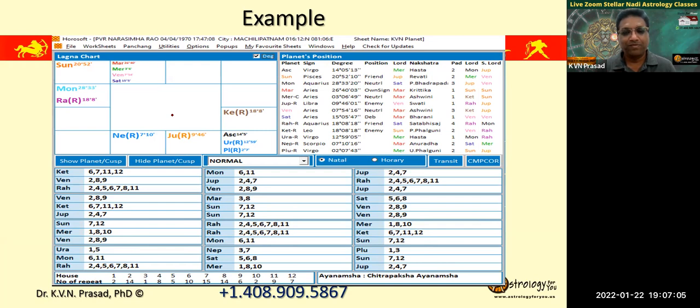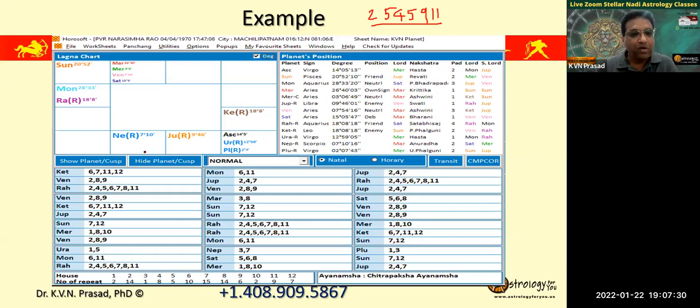2, 5, 9, 11. Also 2, 4, 5, 9, 11. This is the full combination, and we will see. Now Ketu. What do we have in Ketu? 6, 7, 11, 12.